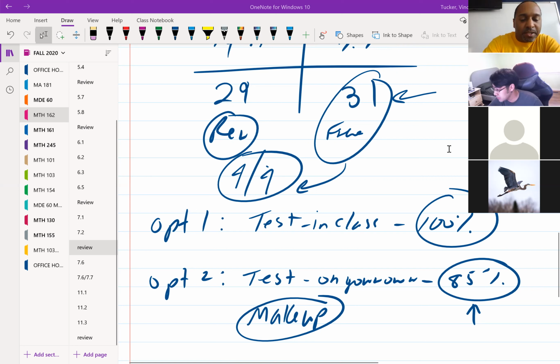Mr. Tucker, do I have to complete my 7-3 homework? No, I'll just leave it up there for extra credit. We're just going to keep it at these 4 sections and just roll with it that way. Thanks for asking.